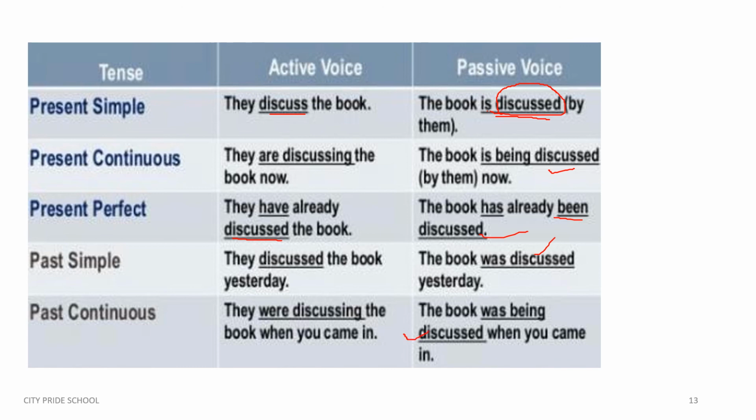What changes? In simple present we have is, present continuous we have is being, present perfect we have has been, simple past we have was, and past continuous we have was being. So these are the changes; otherwise the main verb remains in past participle form, discussed, in all the tenses.